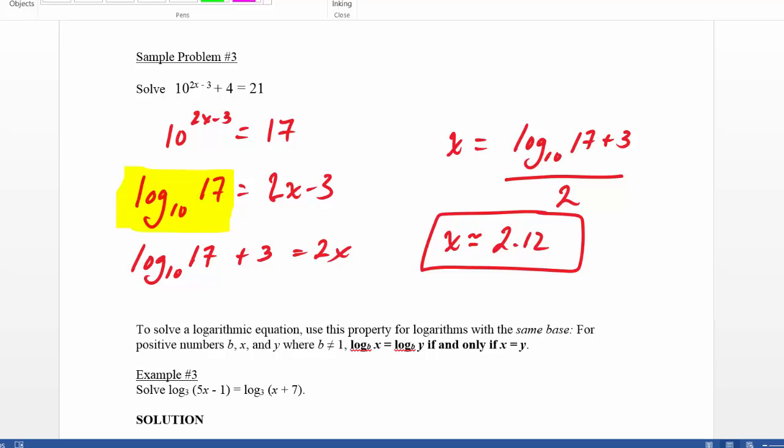And my decimal, your decimal, might be a little bit different in the end. Alright, we'll stop right there. That's an example of the 2 exponential types. In the next video we'll work on the logarithmic types.